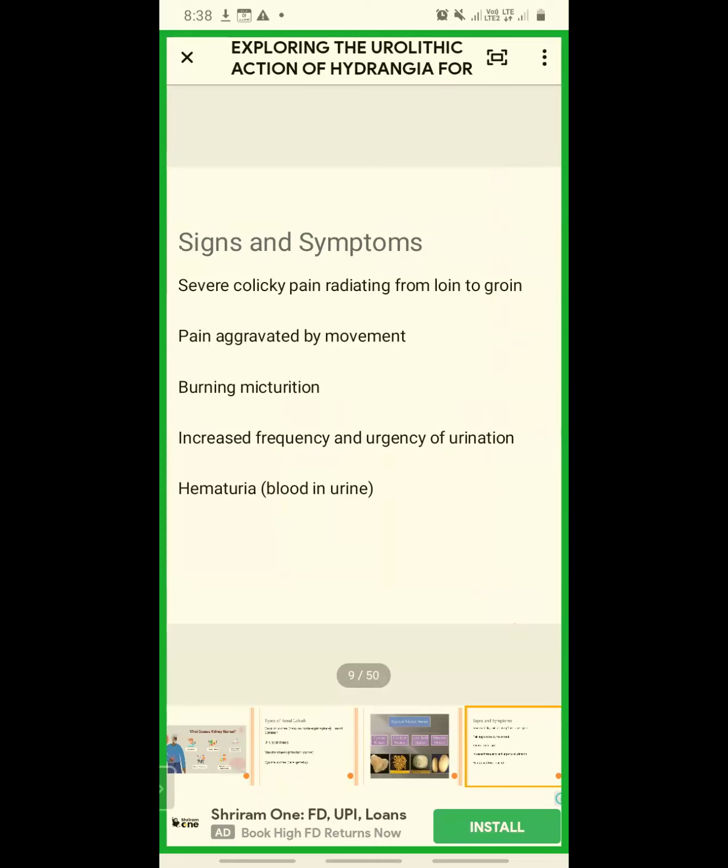The pain will be radiating from the loin to the groin, and sometimes the pain will be aggravated during movement, and the patient will frequently complain of burning micturition along with increased frequency and urgency of urination. You can see the same symptoms of frequency and urgency of urination in the condition known as BPH. Okay, BPH, there occurs increased frequency and urgency of urination, mainly affecting old age males of about 60 plus. Then hematuria.